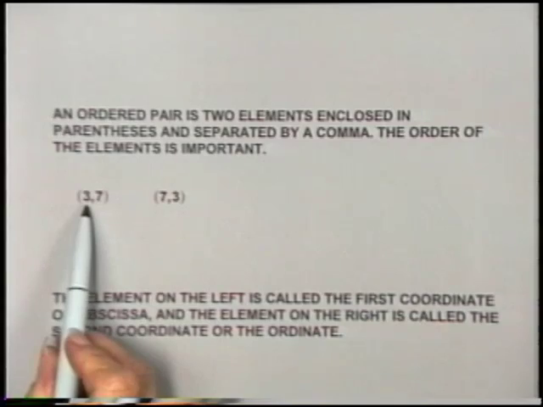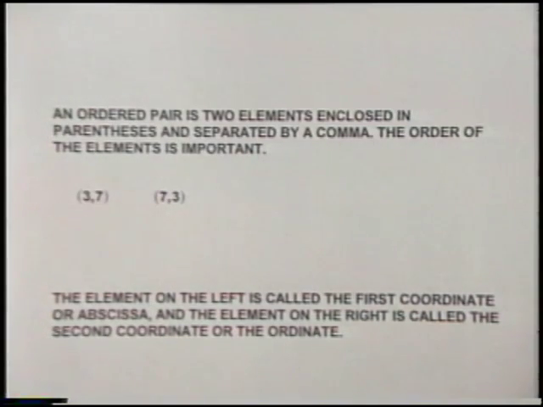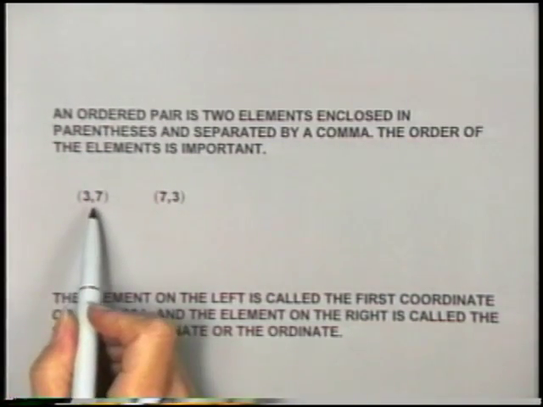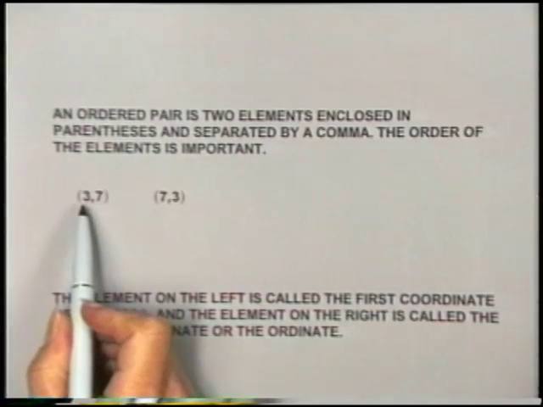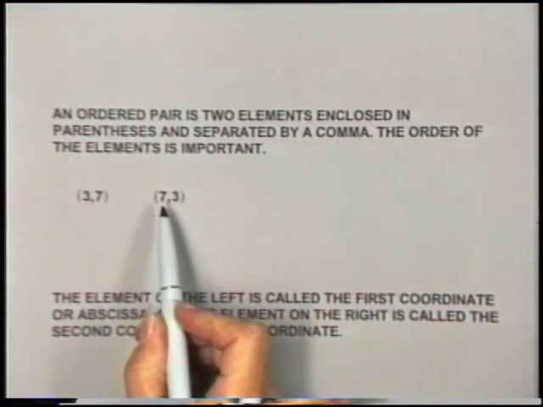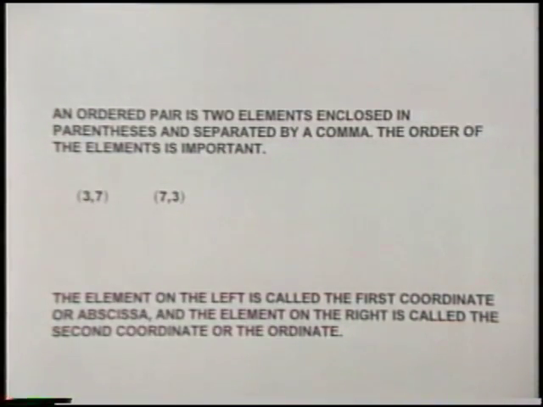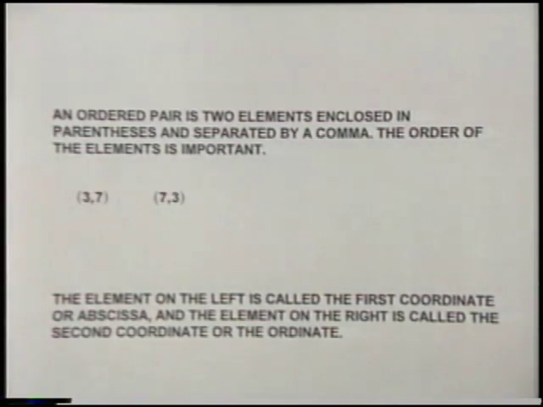The element on the left, right here, is called the first coordinate, or sometimes we use the word abscissa. The element on the right side, in this case the 7, is called the second coordinate or the ordinate. You'll notice in this ordered pair, 3 is the first coordinate, whereas in this other ordered pair, 7 is the first coordinate. Since these two ordered pairs do not have the same first coordinate, they are not considered to be the same ordered pair. Your ordered pairs can, of course, contain fractions.